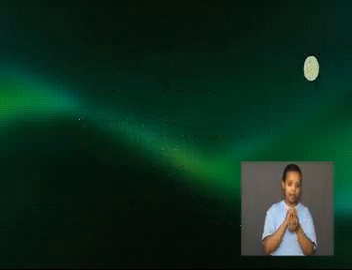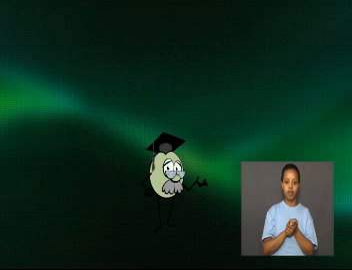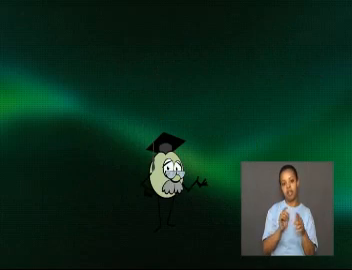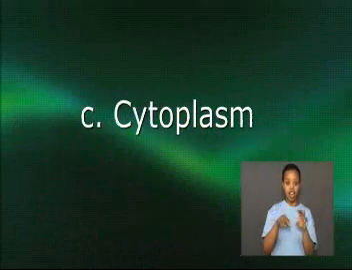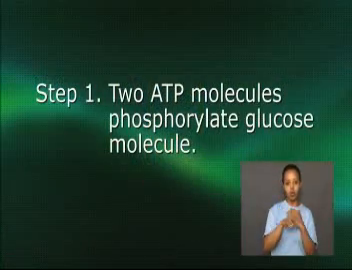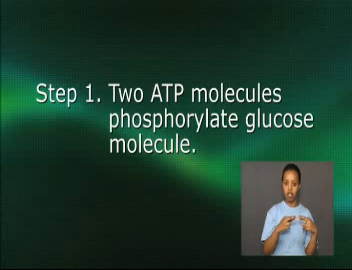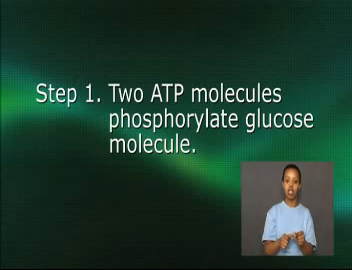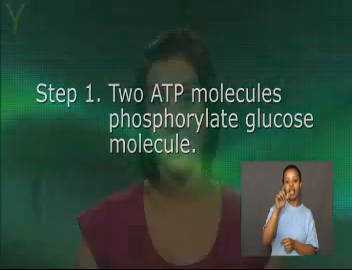Time's up. Let's get back to our lesson. Hello, everyone. If you chose C, cytoplasm, then you are correct. Good work. We will learn about the reactions that take place in glycolysis. In the first reaction, 2 molecules of ATP are used to phosphorylate a molecule of glucose.